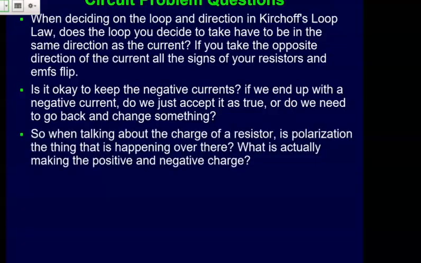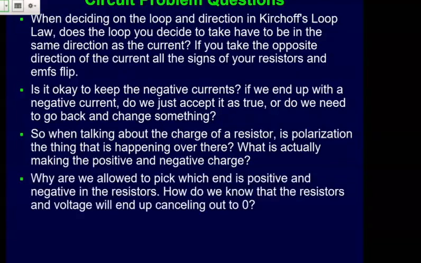So when talking about the charge of a resistor, is polarization the thing that is happening? What's actually making the positive? So it's not positive and negative charge. It's like a higher or lower end of your resistor. Why are we allowed to pick which end is positive and negative in the resistors? Again, because we don't know which way the current is going, and so there's some ambiguity there.